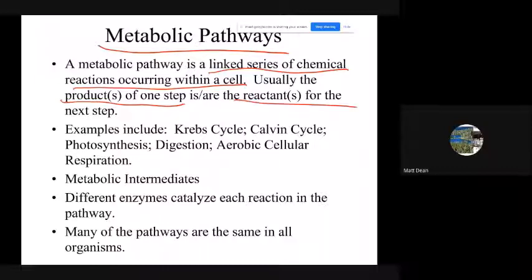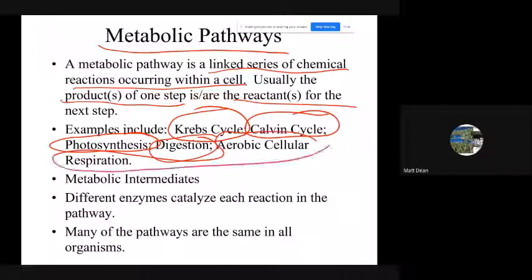Here are some examples of metabolic pathways in your body. Krebs cycle, which happens in cell respiration. The Calvin cycle, which is the part of photosynthesis that actually manufactures the sugar. Photosynthesis itself could be thought of as a metabolic pathway. Digestion could be thought of as a metabolic pathway. All of aerobic cell respiration could be thought of as metabolic pathways. So, complicated series of chemical reactions in which the product of one step is the reactant for the next.